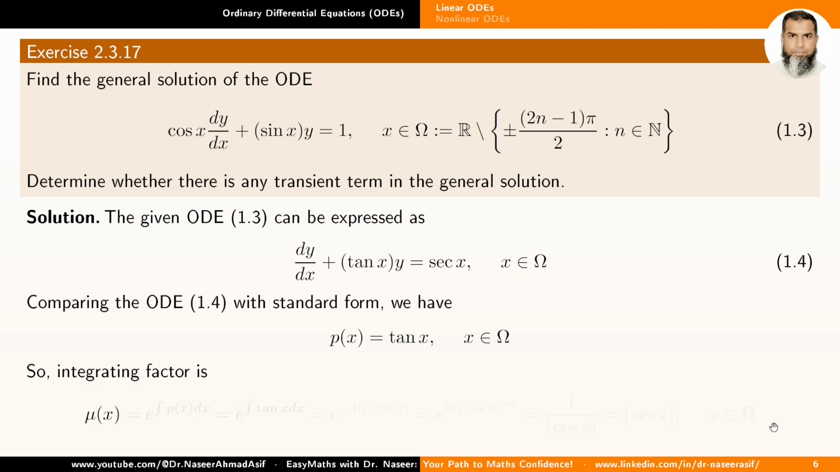So the integrating factor is mu of x equal to exponential of integral of p of x dx, which is equal to exponential of integral of tangent x dx. So we have exponential of minus log of absolute cosine x, which is equal to exponential of log of absolute cosine x to the exponent minus 1, which is equal to 1 over absolute cosine x. So mu of x is equal to absolute secant x, where x belongs to omega.